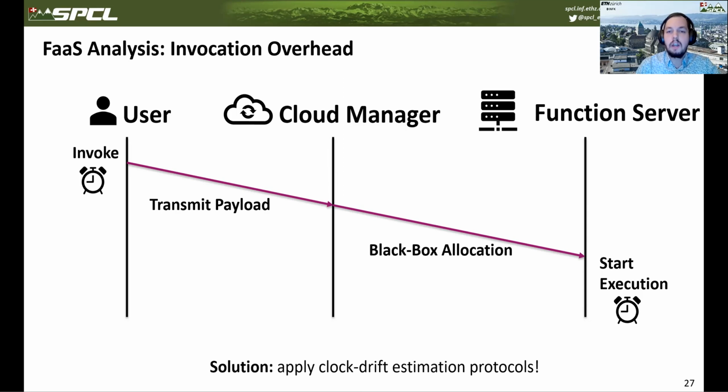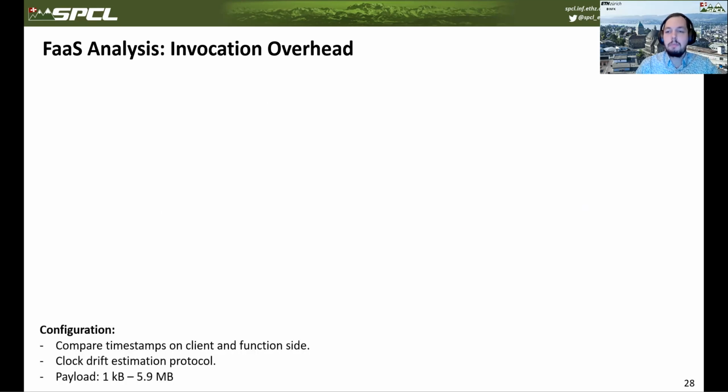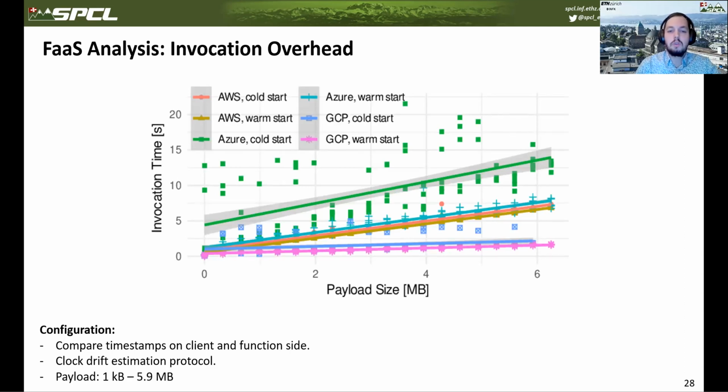Therefore, we apply a proven and known clock drift estimation protocol. And when we do that, we can compare the timestamps and obtain an accurate invocation latency. So we perform the experiments on varying payload sizes up to around 6 megabytes, because this is usually the maximum that the functions can handle. And we present the results for cold and warm invocations on all 3 platforms. And here we notice that this time increases into multiple seconds on large payloads, which indicates that there are multiple copies of our input on the way, which also aligns with our FaaS model. And we also find out that function invocations on Azure come with significant performance variations.